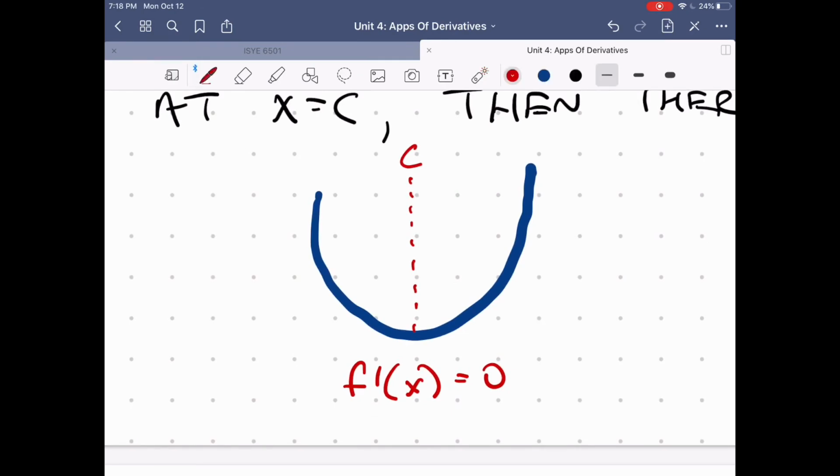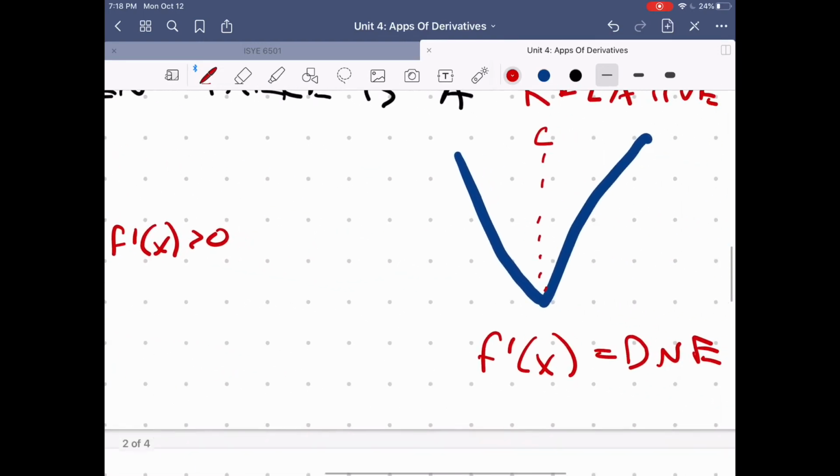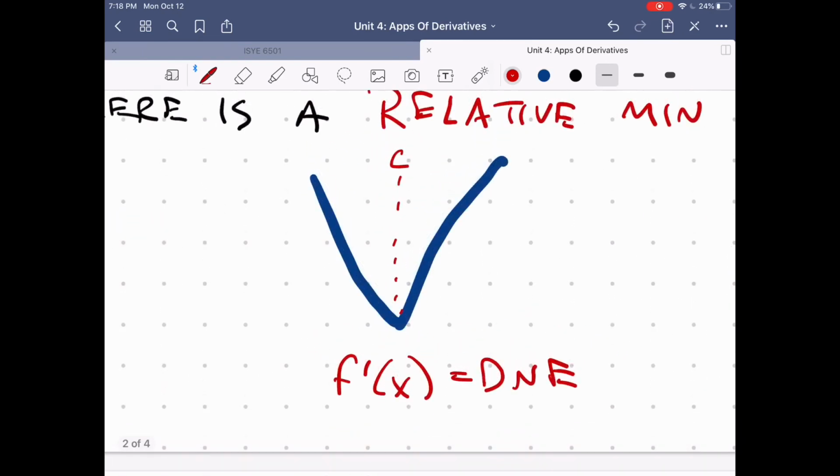So if you find a point where f prime of x is equal to 0, and if you look to the left and see that f prime of x is less than 0, that means it's decreasing to the left. And then to the right of that point, x equals c, if you find that f prime of x is greater than 0, that means that it's increasing to the right. So that would show that you would have a minimum point at x is equal to c. That also works if f prime of x does not exist. Look to the left, if f prime of x is less than 0. Look to the right, if f prime of x is greater than 0. That means that you have a relative minimum at x is equal to c.